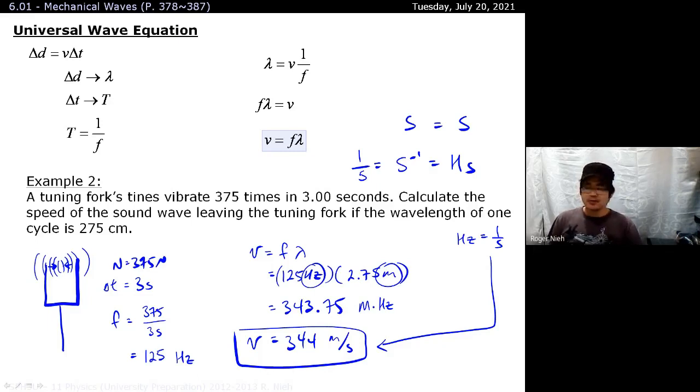What is the unit you wrote beside N? I don't have an N here. Oh, N. 375. Why did I write down N? Oh, it's just 375. Number of occurrences. No problem.